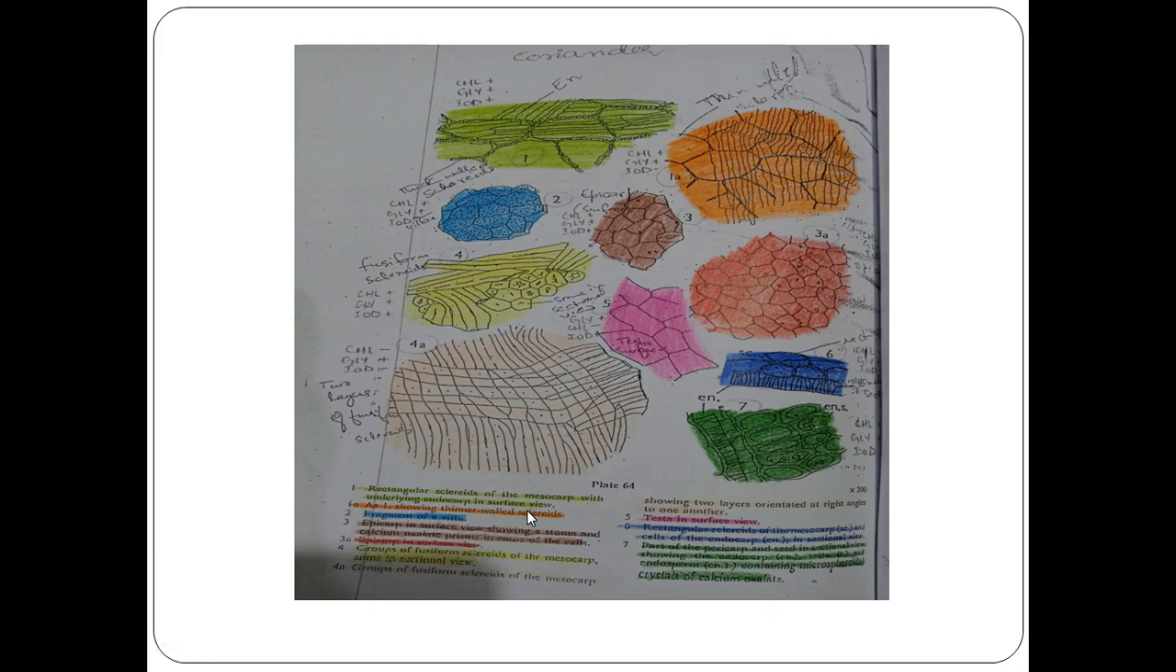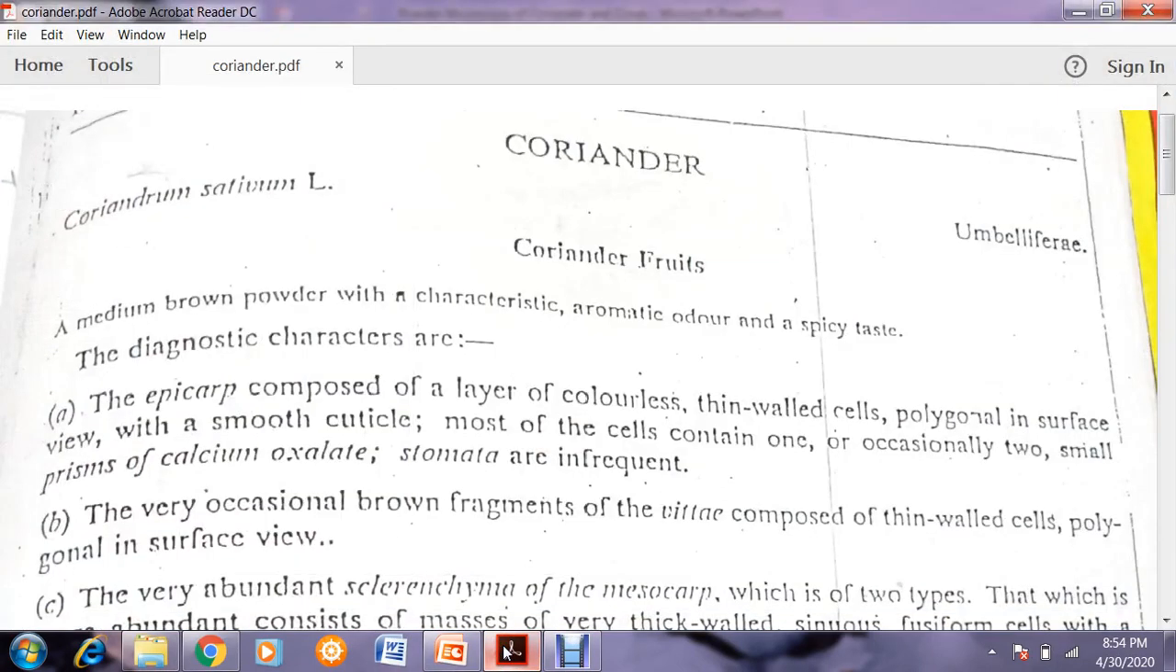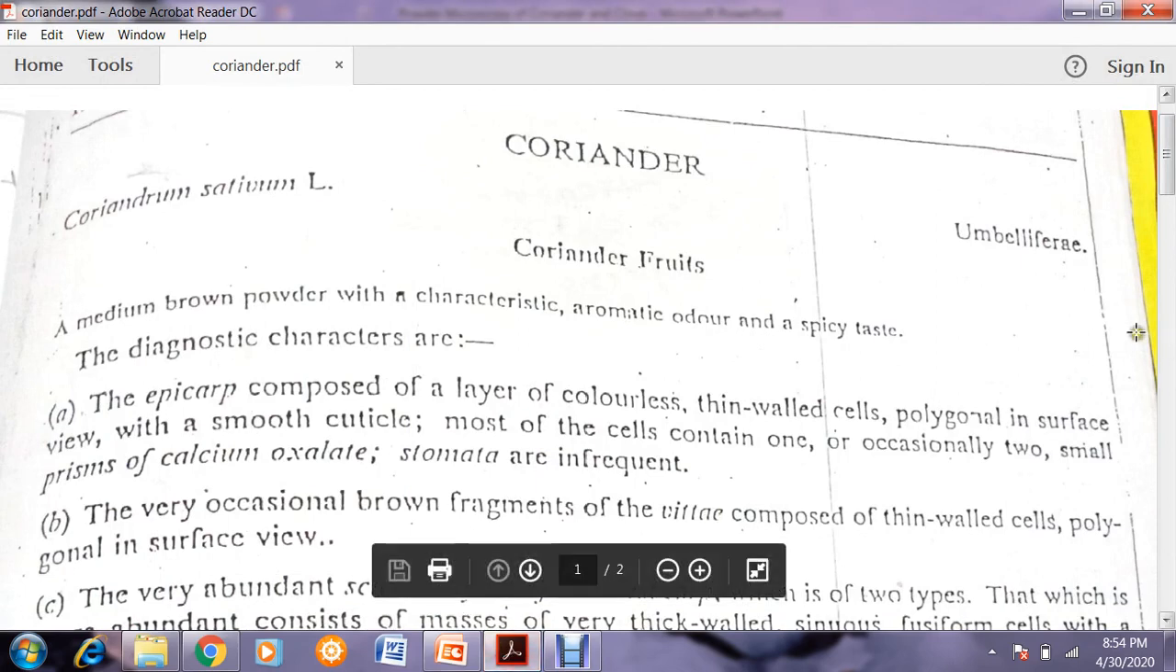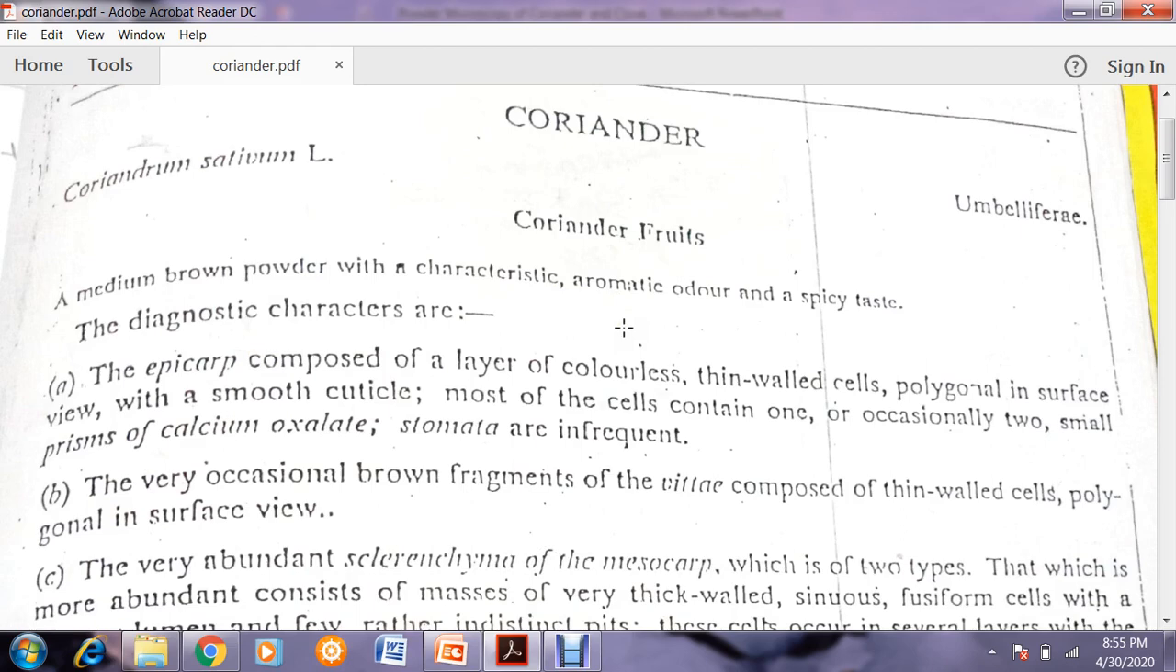Now we will study in detail the features of Coriandrum sativum. So this is the monograph which I was telling you about. The medium brown powder with a characteristic aromatic odor and a spicy taste. The diagnostic features are epicarp. Okay, this is the fruit.